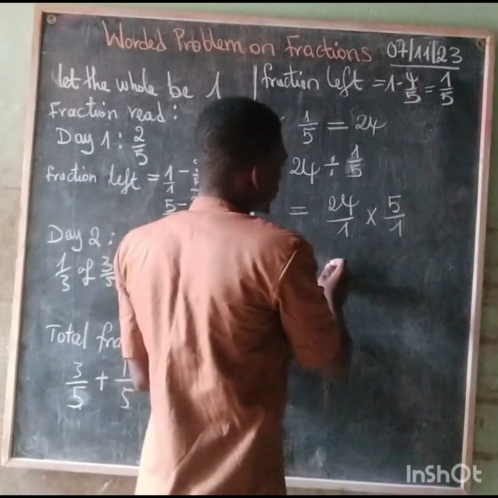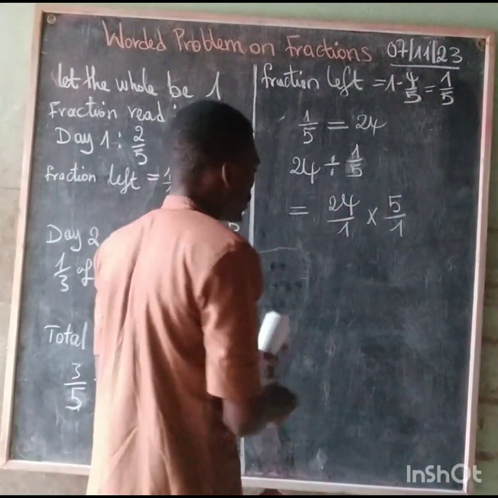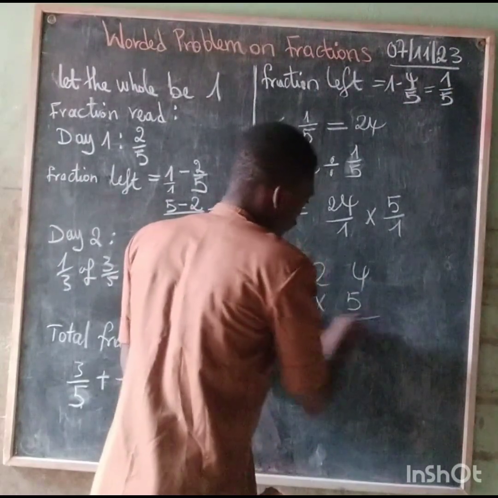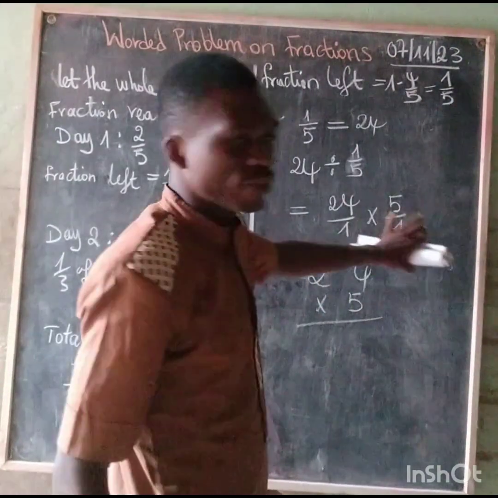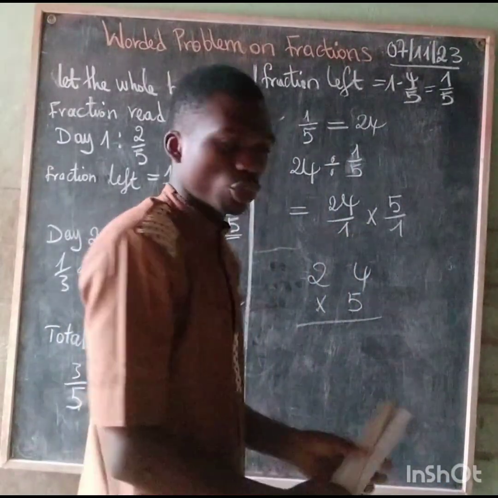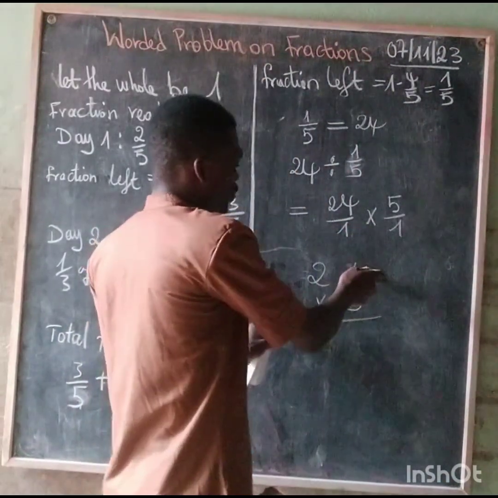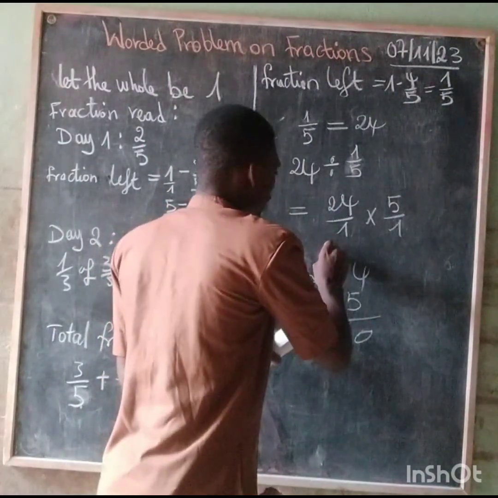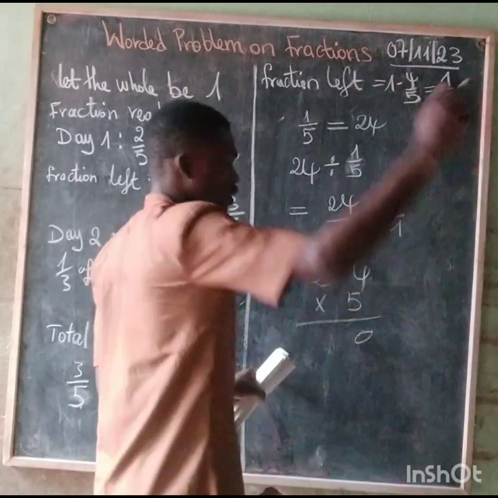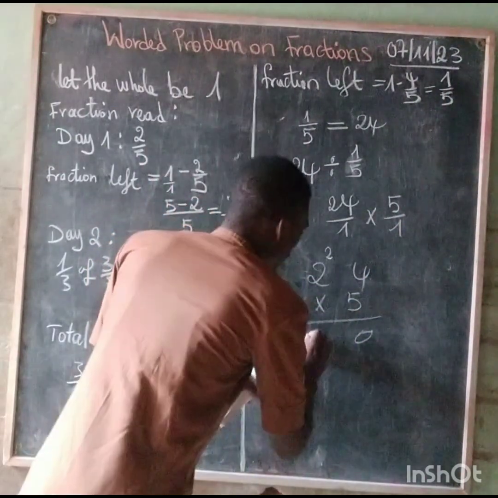Now let us do this. We're going to have 24 times 5. Now what is 24 times 5? I believe you can do this on your rough paper and have just the answer. But let me show you how to do it. What's 5 times 4? 20. 0 and carry 2. 5 times 2 is 10. Plus the 2 you carry, it should be 12.